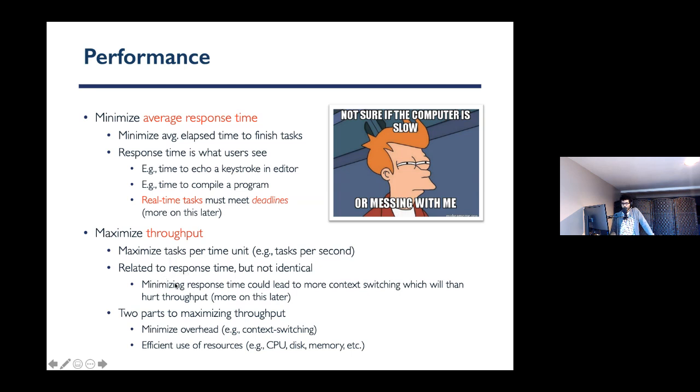So now, is throughput directly related to average response time? What I mean is, let's say I maximize throughput. Does that mean that I have minimized average response time? Or let's say I minimize average response time. Does that mean that I have maximized my throughput? If you think about this question, you will realize that they're related, but not directly.